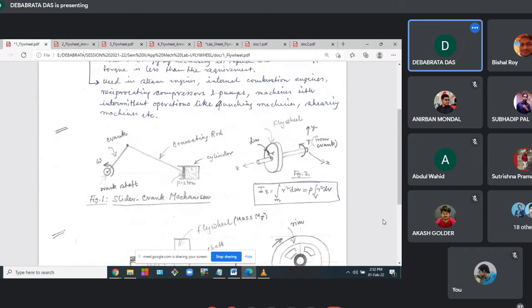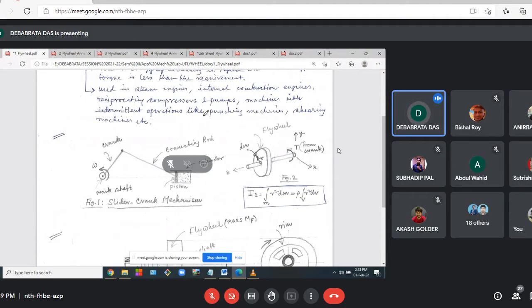A flywheel is basically a heavy cylindrical body. Have you seen a flywheel anywhere? Yes, in marketplaces you must have seen some diesel generators. When the machine runs, a cylindrical body also runs along with the machine. That heavy cylindrical body is the flywheel, and its job is to reduce the fluctuation of speed of the machine.